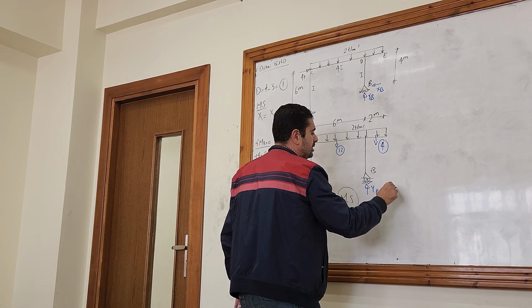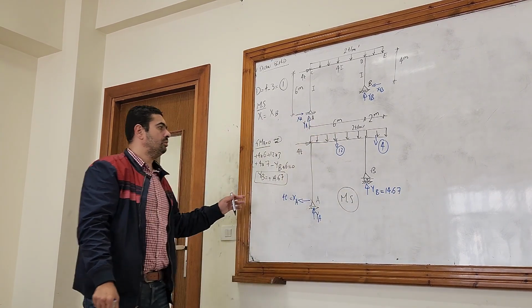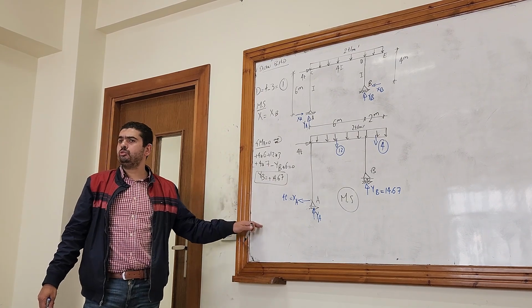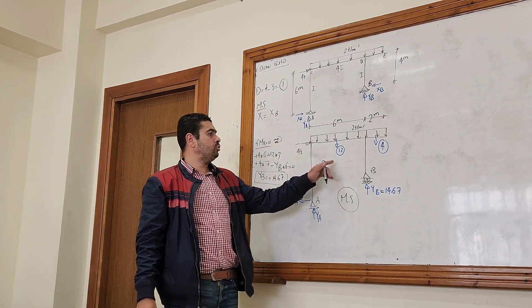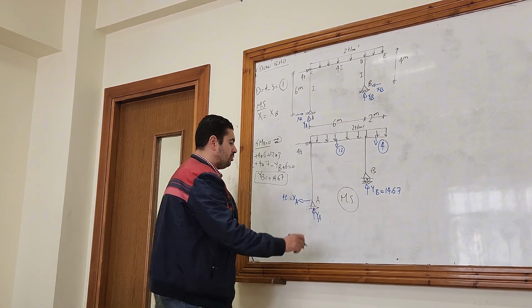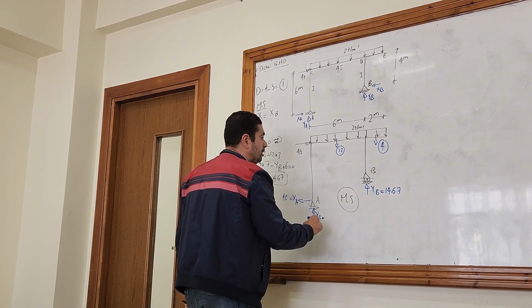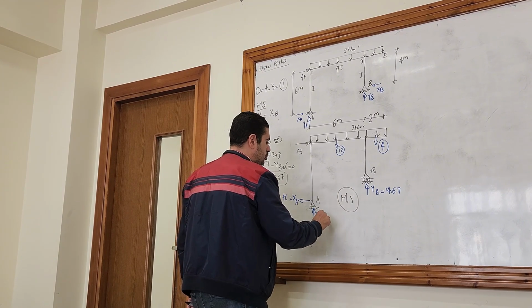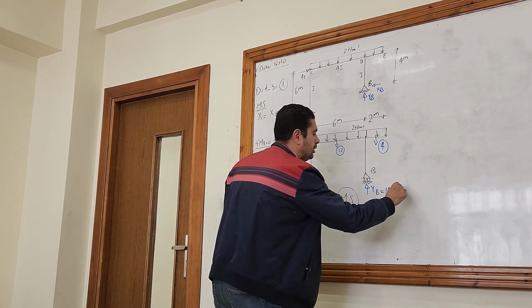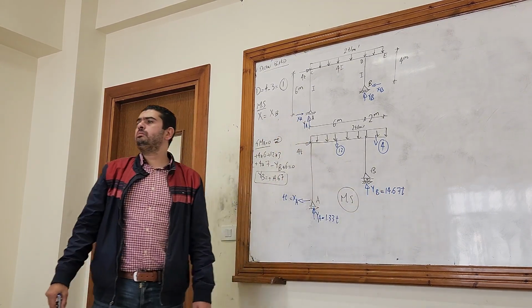It's 14.67. No need to waste your time in sigma x equals 0 and sigma y equals 0. So sigma y: now 12 and 4 is 16. I have 14.67 upwards, so YA will be the rest of the 16, that is 1.33.